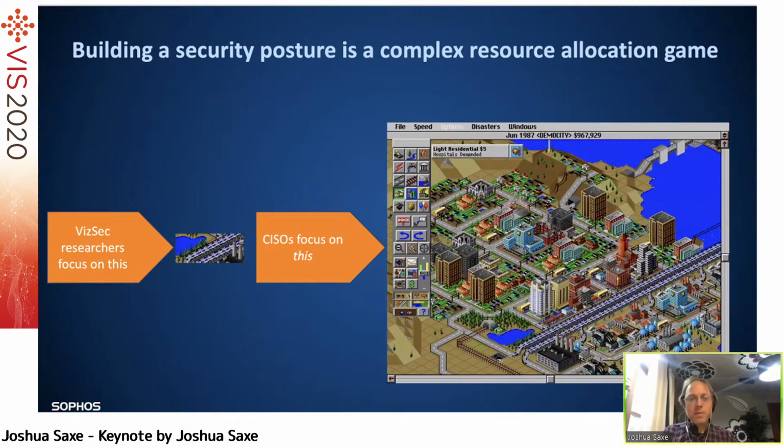I think most of us, definitely me and my work as well, tend to focus on making the light rail system as good as possible. Whereas CISOs, who are the ones who make the decisions about whether or not to use new ideas in security, really focus on the whole picture. And I'm not saying that we don't need to focus on making better light rail systems and optimizing the various parameters that we would like to optimize when it comes to light rail.